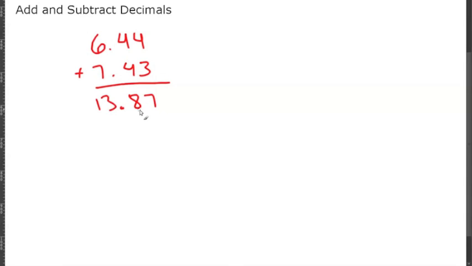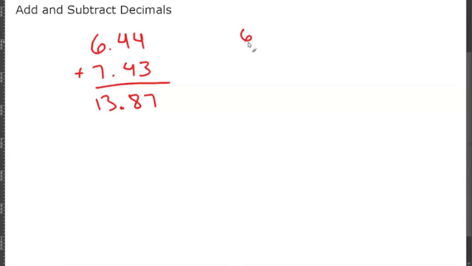Let's say I want you to add 6 44/100ths and 7 43/100ths. Starting on the right side, we're going to do 4 plus 3, which is 7. 4 plus 4 is 8. Keep the decimal in line. And 6 plus 7 is 13.